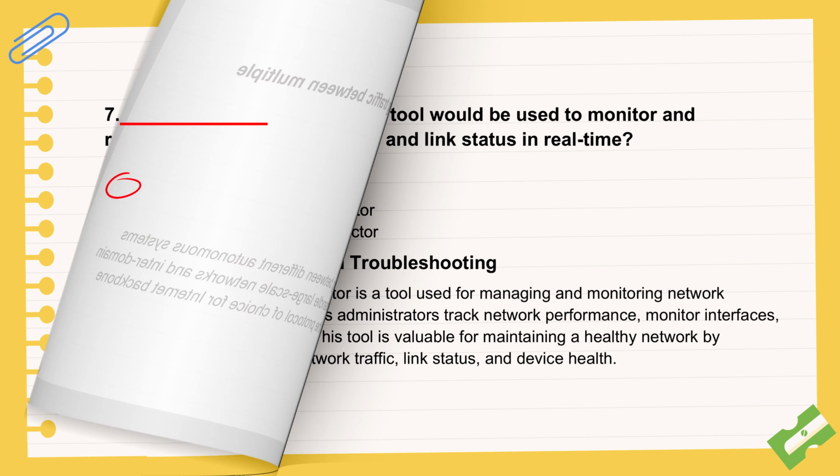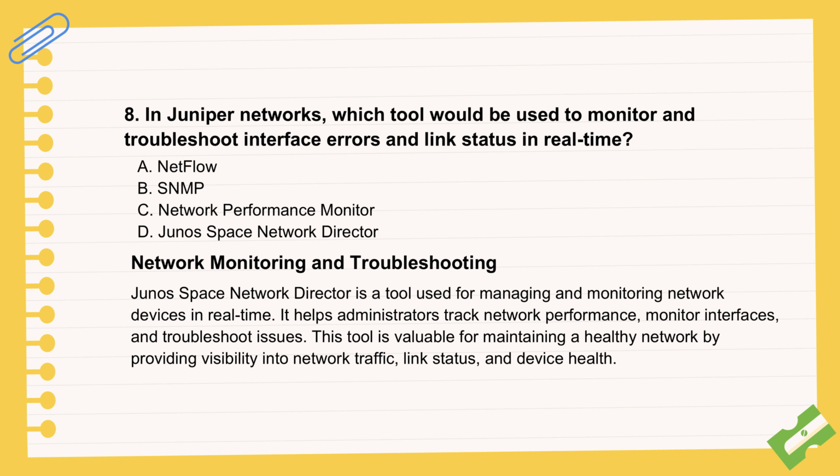Good clarification. Let's move to question 8, monitoring. In Juniper networks, which tool monitors and troubleshoots interface errors and link status in real time? Options: NetFlow, SNMP, Network Performance Monitor, Junos Space Network Director. For a Juniper-specific tool providing that kind of real-time visibility, it's Junos Space Network Director.